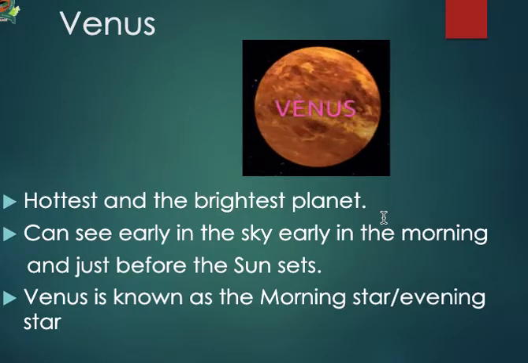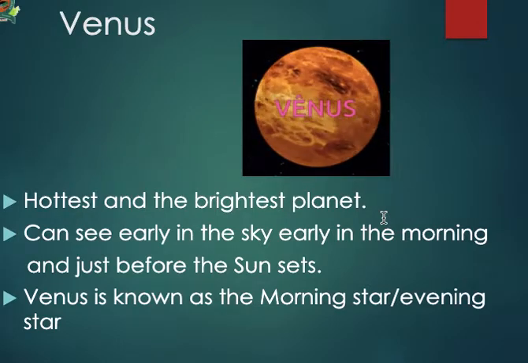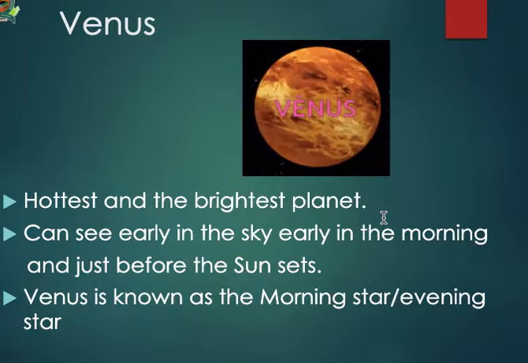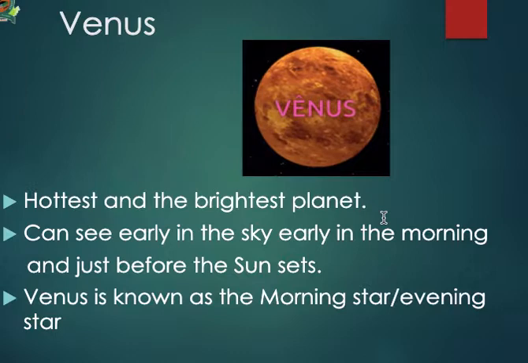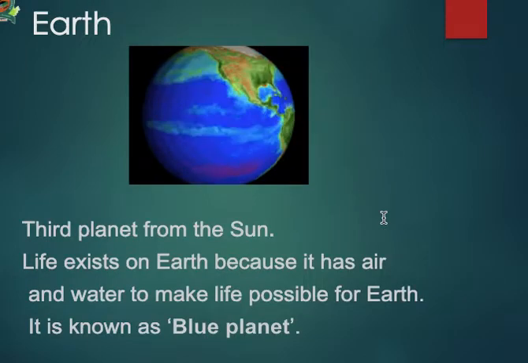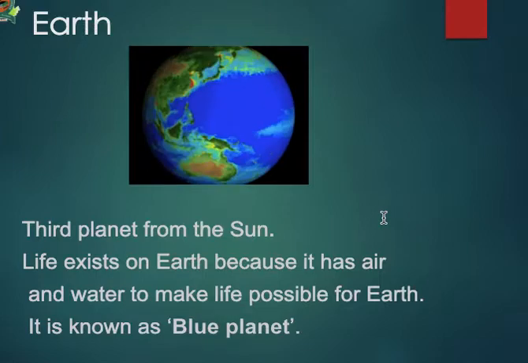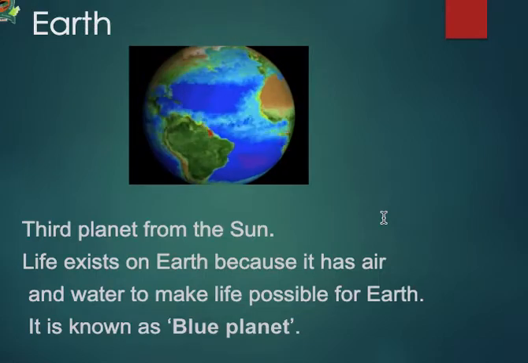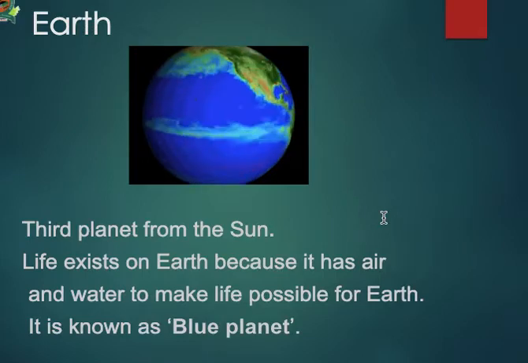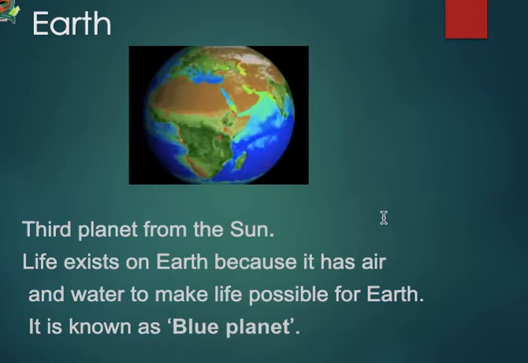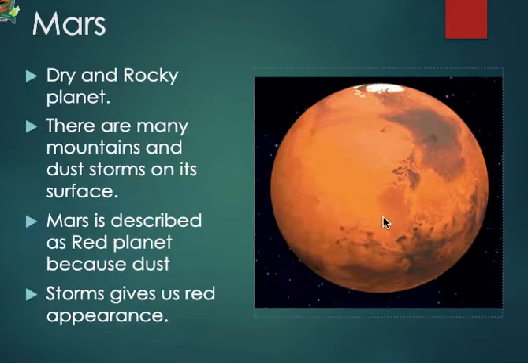Venus, hottest and the brightest planet. Can see early in the sky, early in the morning, and just before the sun sets. Venus is known as the morning star and evening star. Earth, third planet from the sun. Life exists on Earth because it has air and water to make life possible. It is known as the blue planet for a lot of water on it.